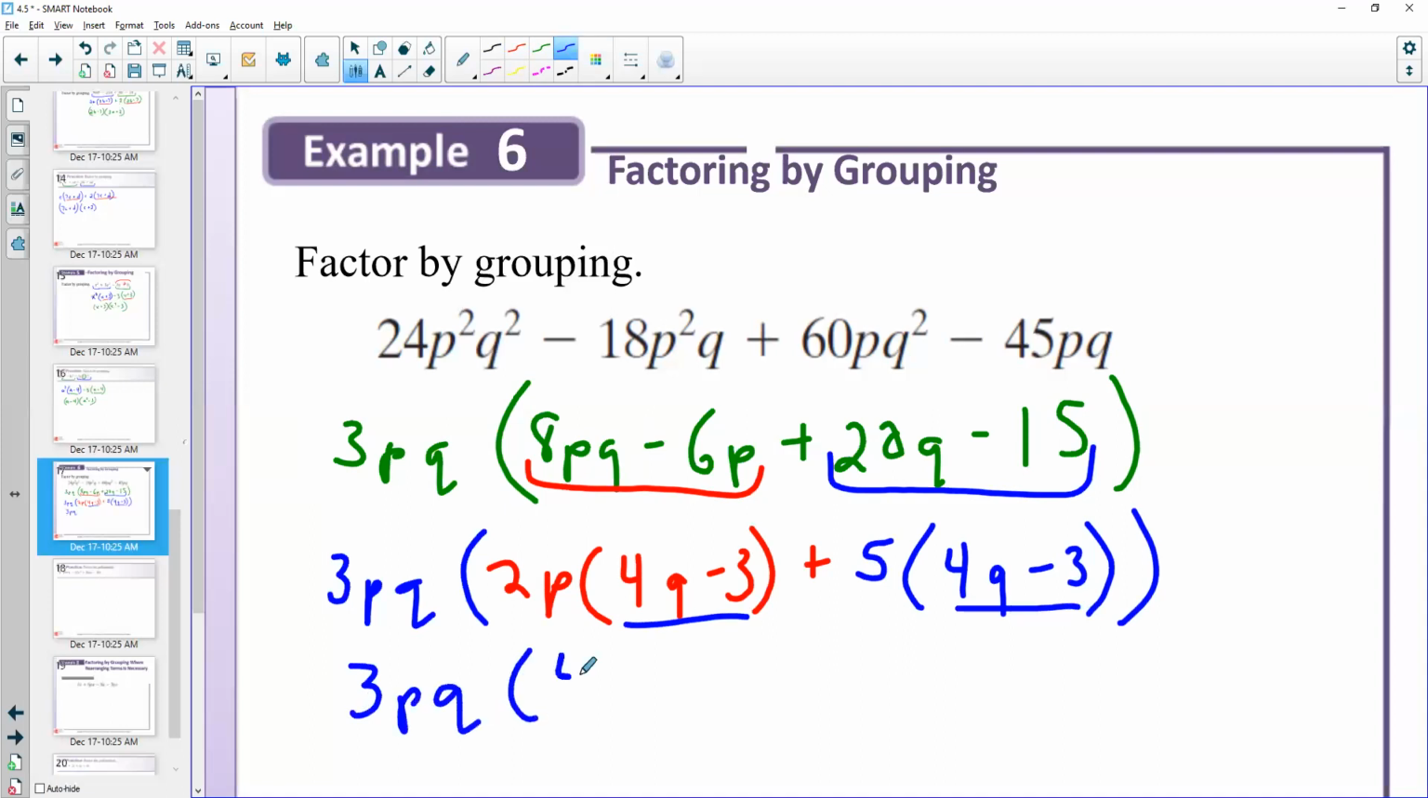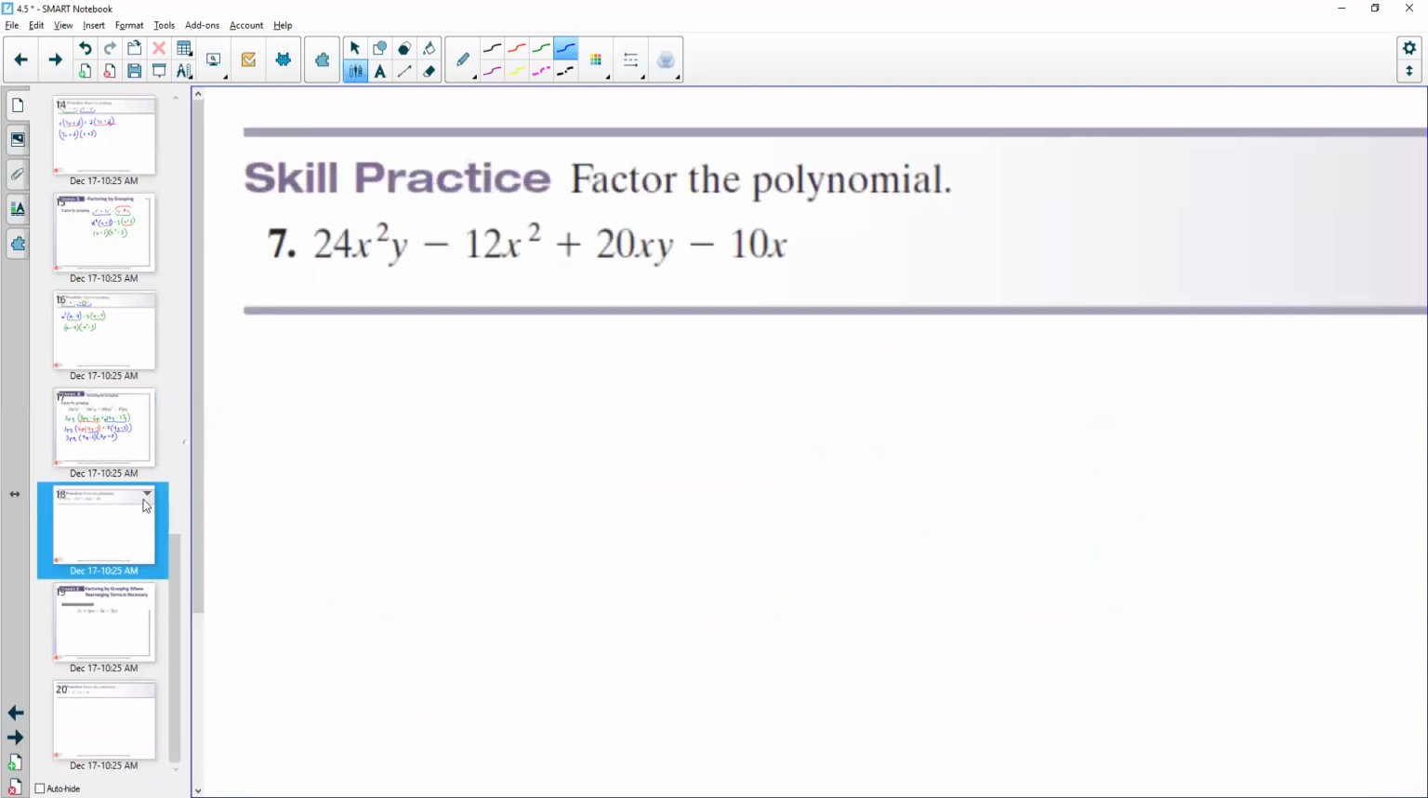Pull out the 4Q minus 3. Gather up what's left, 2P plus 5. Done. Okay, let's try one more, then we're almost to the end. Okay, grab your common term first. What do you see?